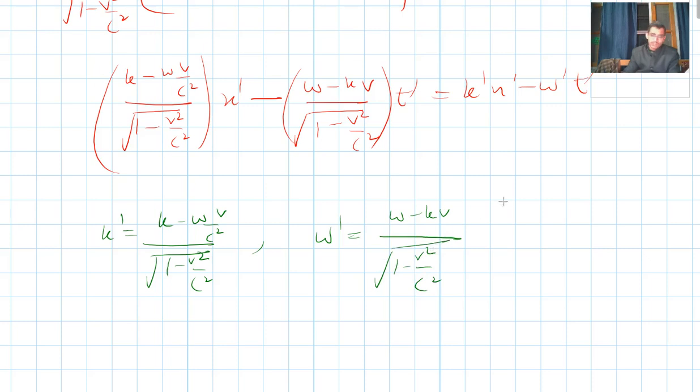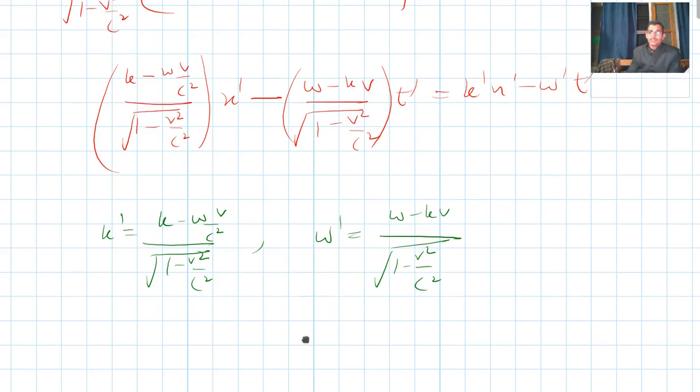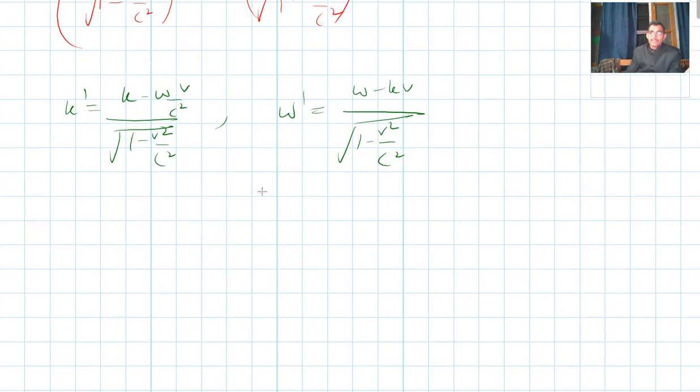I am interested in finding the shift in the frequency. This is angular frequency, so from here I can write 2 pi nu prime is equal to 2 pi nu minus k v, where k is 2 pi by lambda, over root of 1 minus v square by c square. This 2 pi will cancel out because it is common.